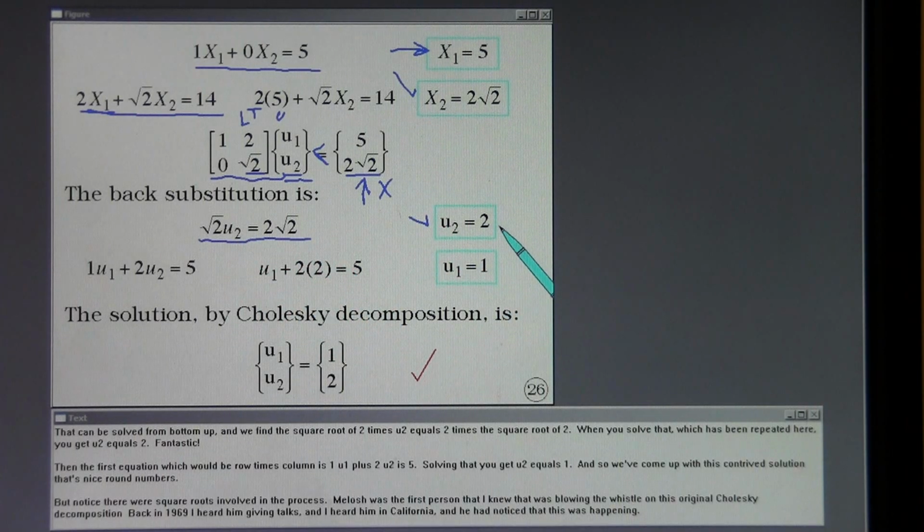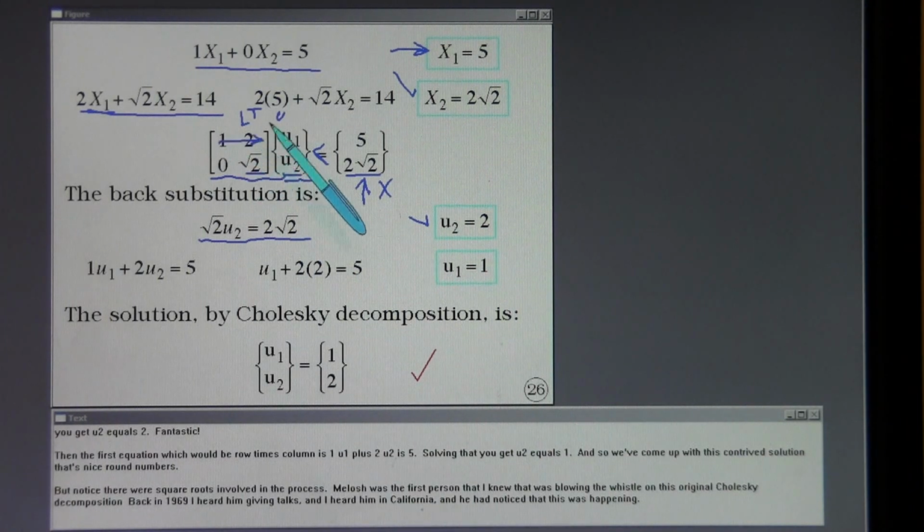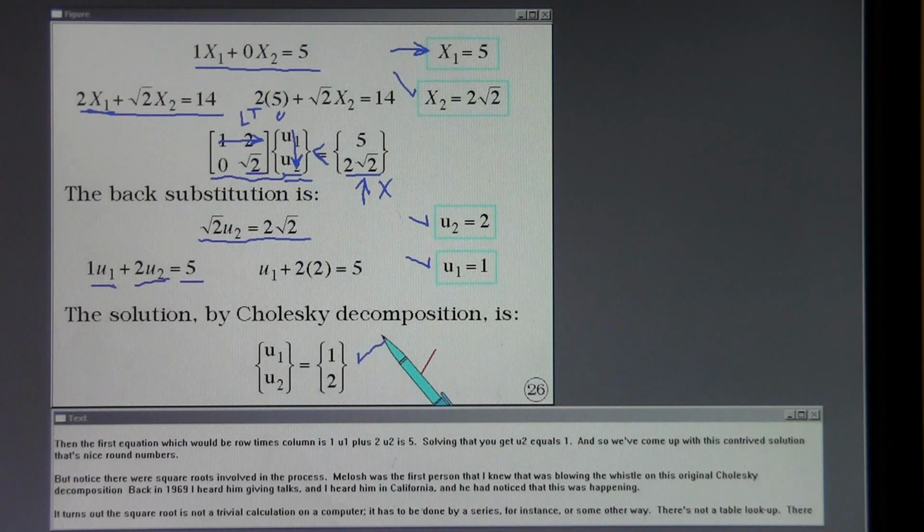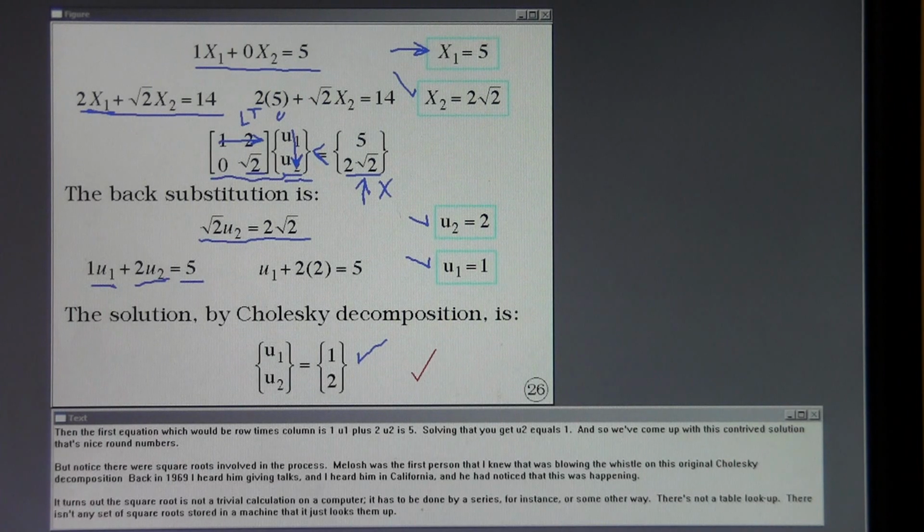Fantastic. Then the first equation, which would be row times column, is 1U1 plus 2U2 is 5. Solving that, you get U1 equals 1. And so we've come up with this contrived solution that's nice round numbers. But notice there were square roots involved in the process.